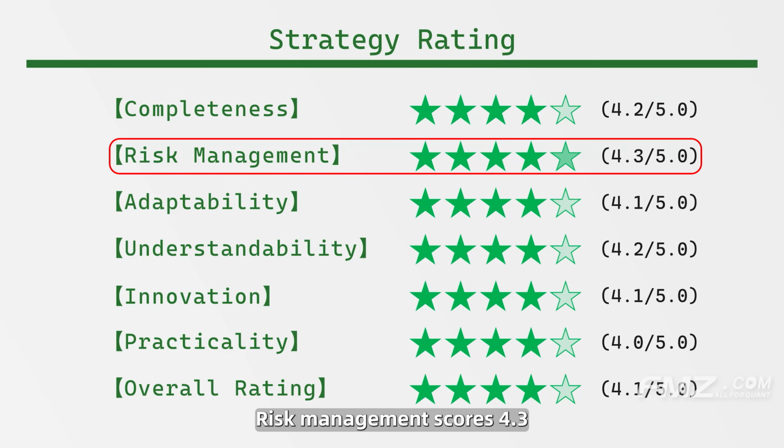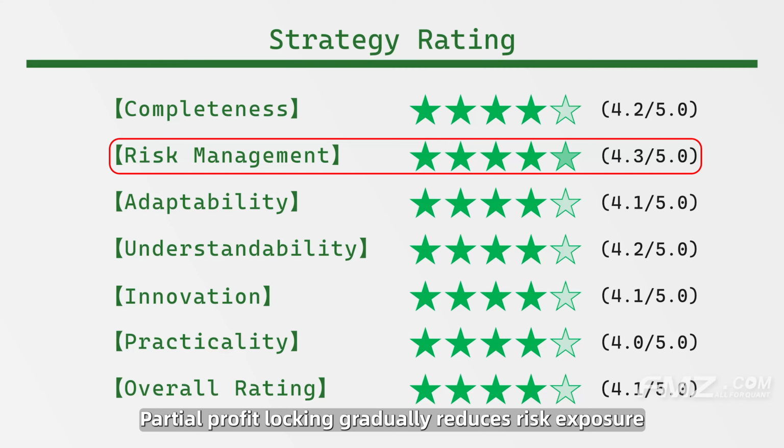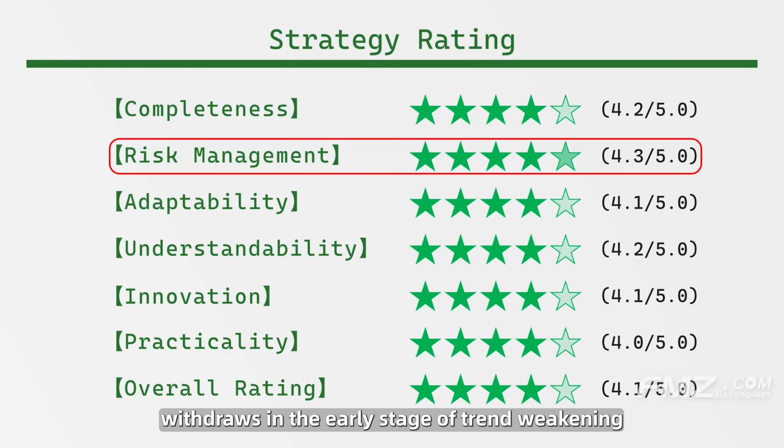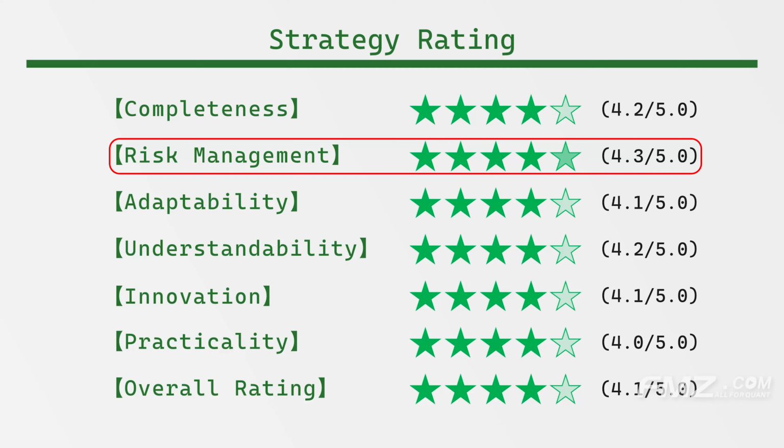Risk management scores 4.3. Multi-tier profit-taking is essentially a dynamic stop-loss system. Partial profit locking gradually reduces risk exposure. Signal reversal exit proactively withdraws in the early stage of trend weakening. Long-short asymmetric design precisely adapts to the crypto market characteristic of declines faster than rises.